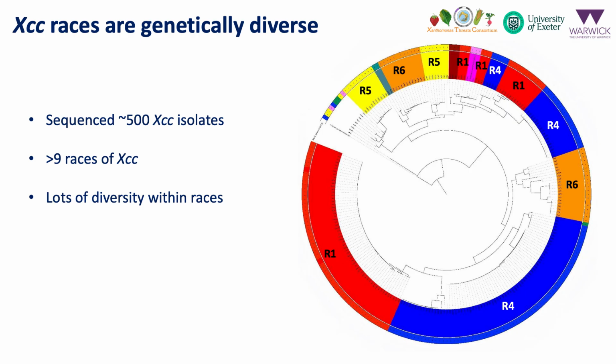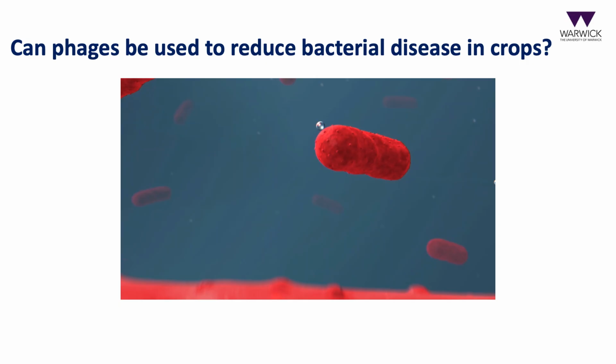From this phylogenetic tree, you can see that for race 1 and race 4 we have loads of strains in the UK, and they are the most dominant races in the UK. So it is important that we find a solution to tackle this important crop disease that is very complex, very diverse, and almost impossible to treat using chemicals or resistant cultivars.